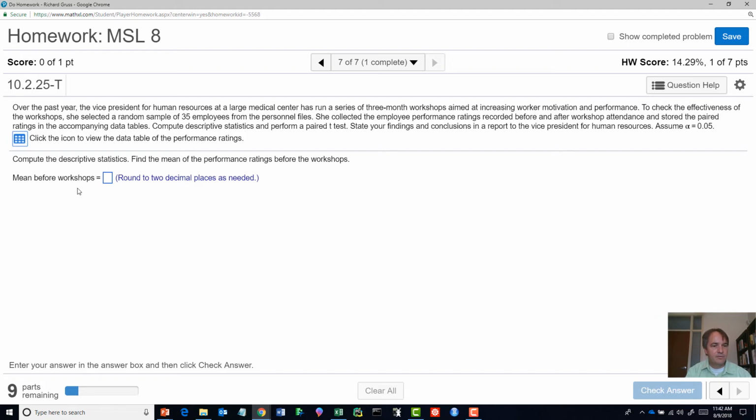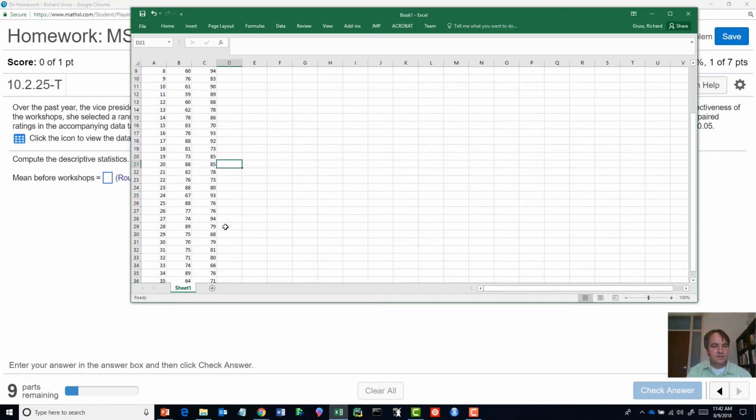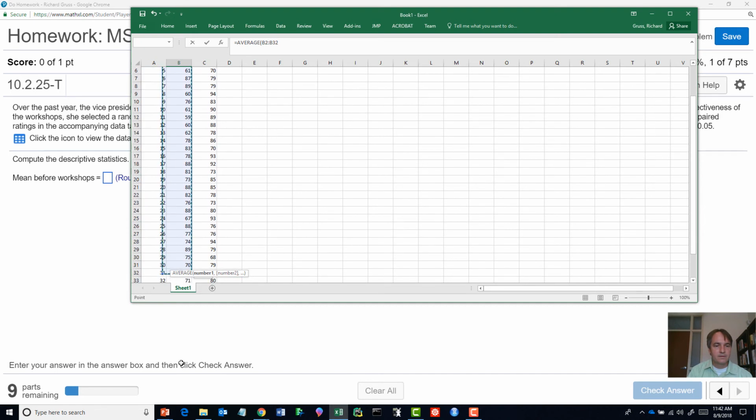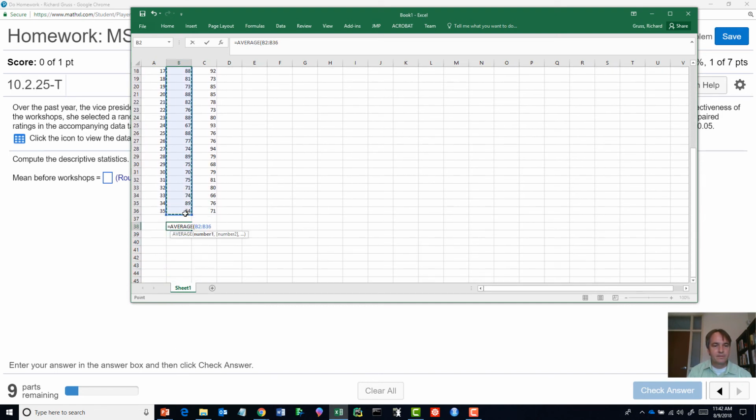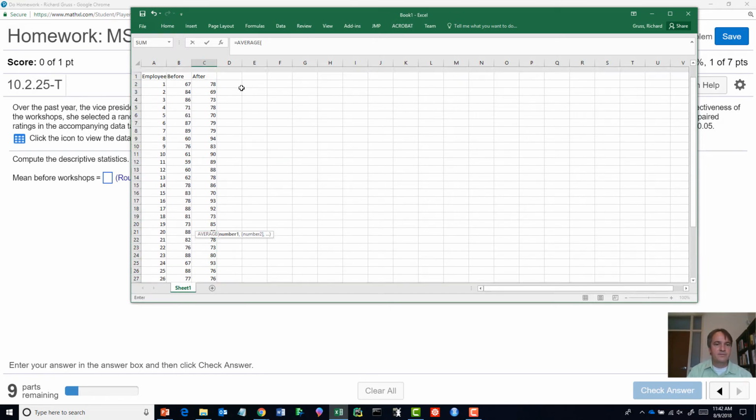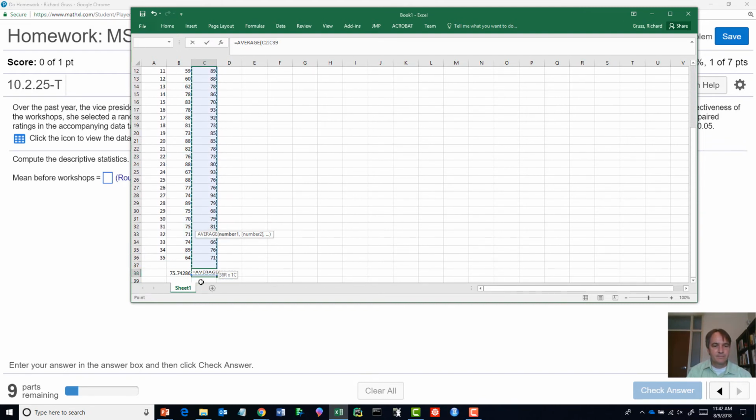So they want us to find the mean before the workshop, so that's just here. I don't think anybody got this part wrong, so we'll just take the average of these. So average before. And I assume they're going to ask about the average afterwards, so let's take the average after. So it looks like it went up. We need to do the t-test to see if it went up enough.